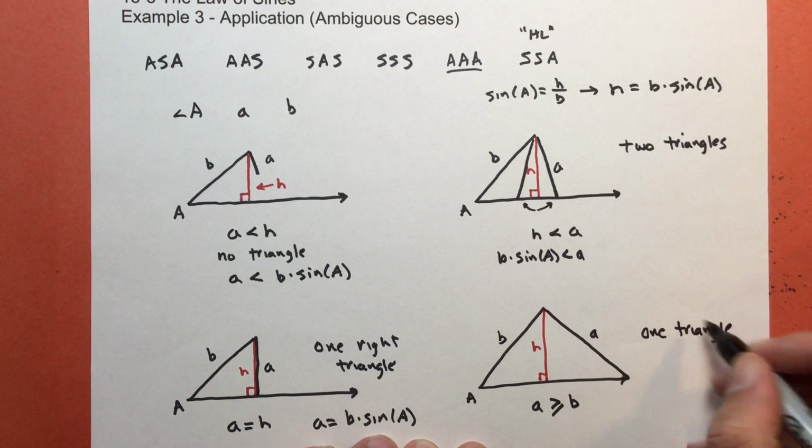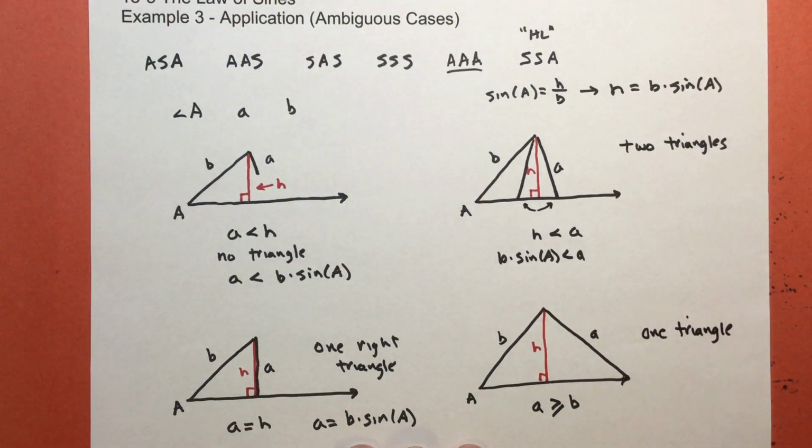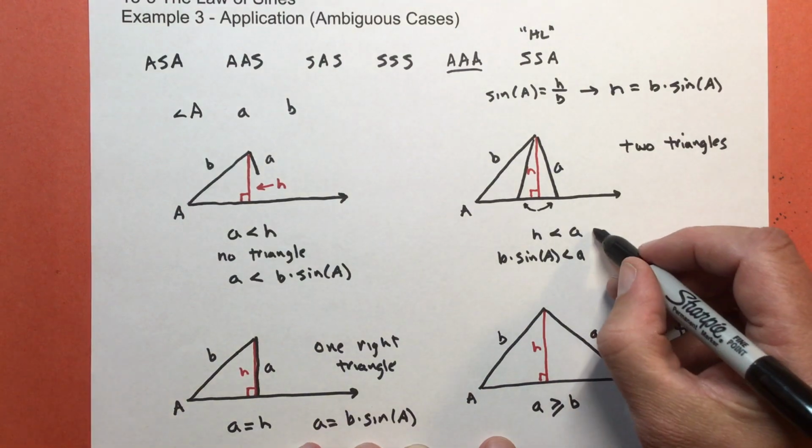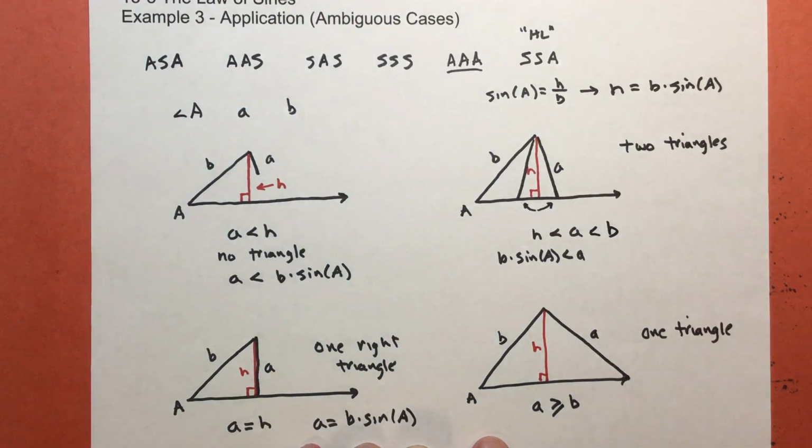And notice this one has nothing to do with the height, actually. I don't even need to talk about the height. It's just that if you know angle A and side B, and the opposite side is more than B, it's going to be way out here to the right somewhere. It's not going to come back the other way. Which means I have to go back and modify this one. This only works if it's less than B.